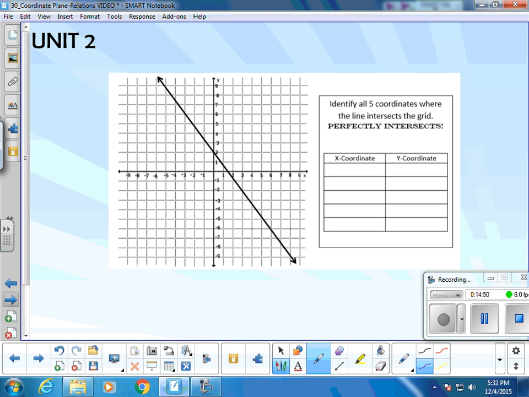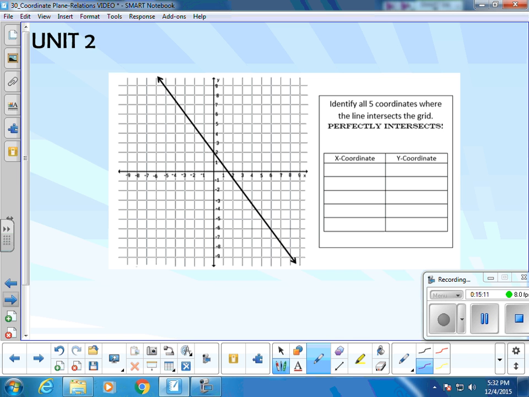Okay, now we're going to be moving into relations and functions and talking about what those mean. This is what it looks like when you have an equation with two variables, an x and a y. And this is called a linear equation because when we plot the points, it makes a straight line.